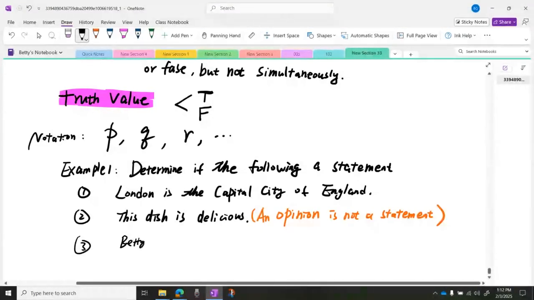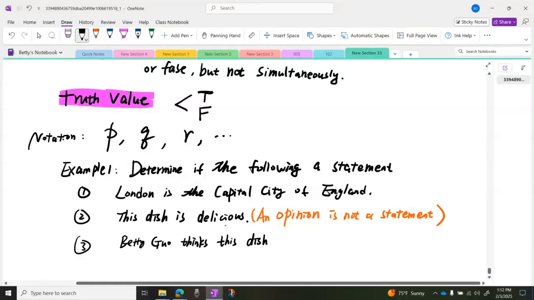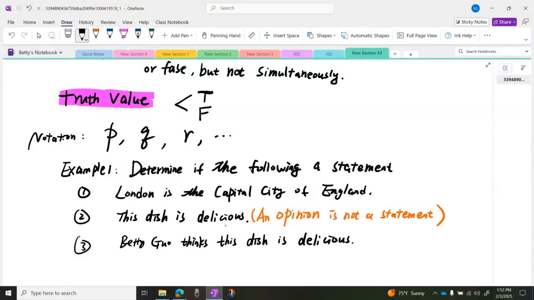Betty Guo thinks this dish is delicious. This sentence, Betty Guo thinks this dish is delicious. Very similar with the previous sentence, right? But it specifies a certain person, me, I think this dish is delicious.